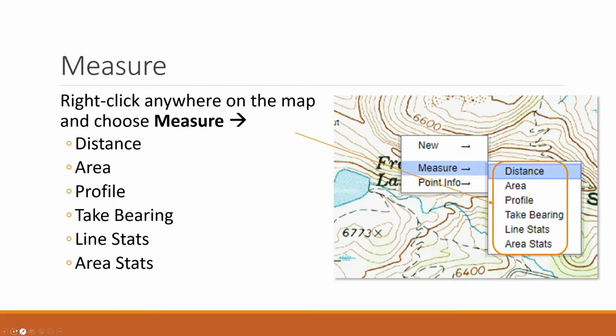So there are a number of people asking about measuring. You can measure, which would temporarily put lines on the map to figure out certain things like a bearing or elevation profile stats, the distance to something, the area that you might want to create a polygon in the future. So you would right click and do measure, and then you can choose one of those from that menu.